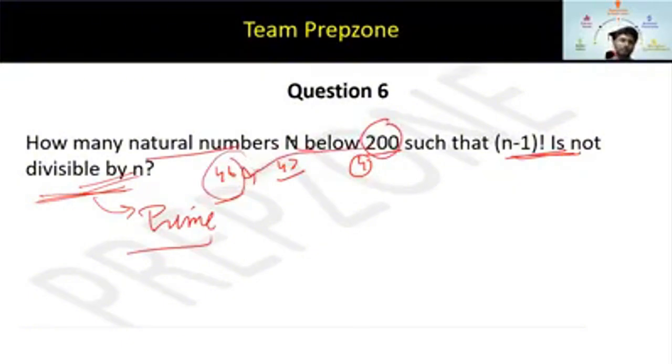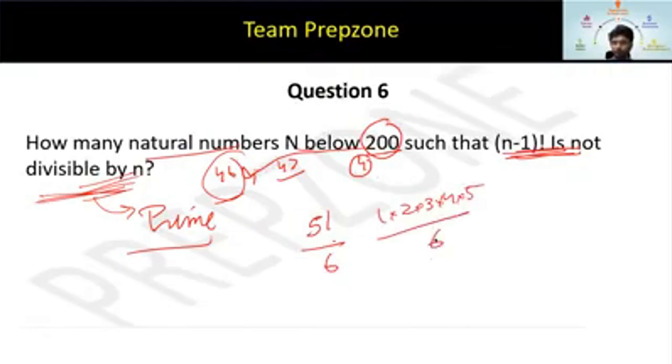Okay. So (n minus 1) factorial will not be divisible by n. Let's take an example. 5 factorial upon 6. What is 5 factorial? 1 into 2 into 3 into 4 into 5 divided by 6. So this is divisible, right? Here I have taken n as a composite number. So if it is a composite number, then this will be followed.